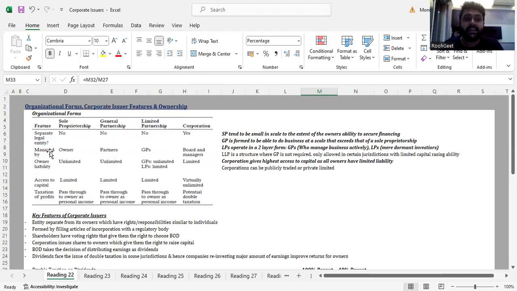Second, managed by the owner, correct. Here, in sole proprietorship, it is one person, one business, the owner. Second is general partnership, as I said, a lot of partners. Limited partnership is managed by the GP. I told you that in a limited partnership, it is a fund structure where the GP manages the business and then the LPs come to take over. LPs are basically just there for a small ownership holding, but GPs are the main showrunners.